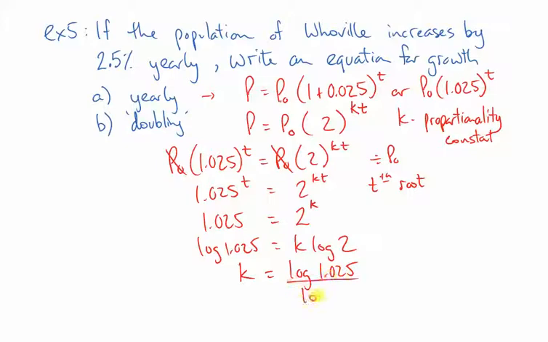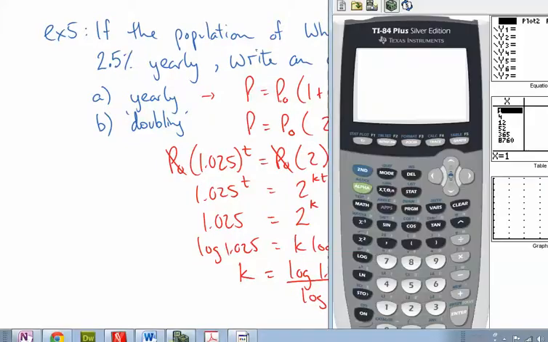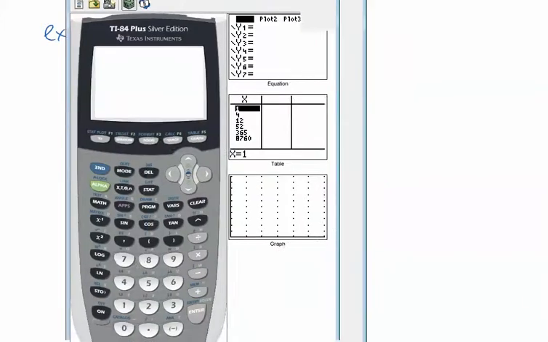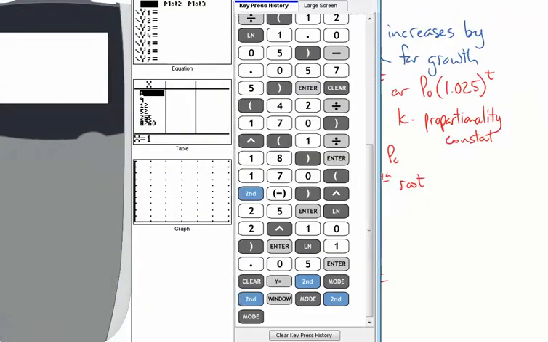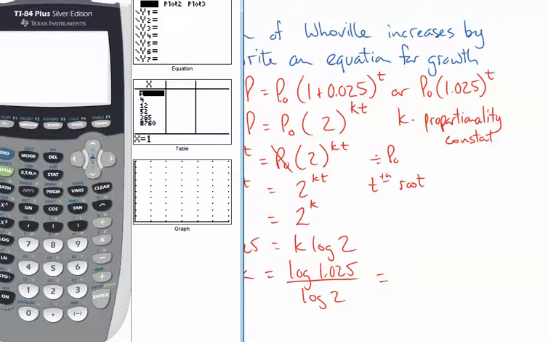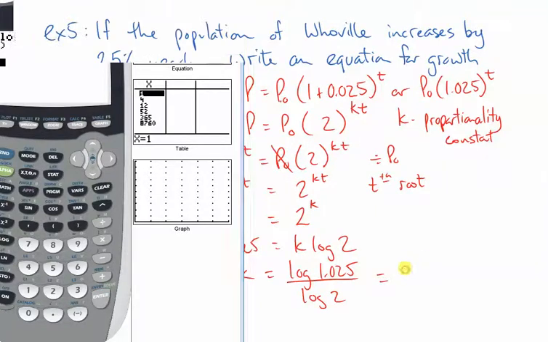So k equals log 1.025 divided by log 2. I guess it's time to turn on a calculator finally. And let's move that over here out of your way a little bit. Okay. And I'm going to turn it on, and I'm going to do log 1.025. I'm going to divide by log 2. And I'm going to get decimal 0.03562.